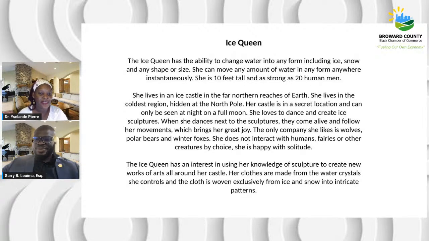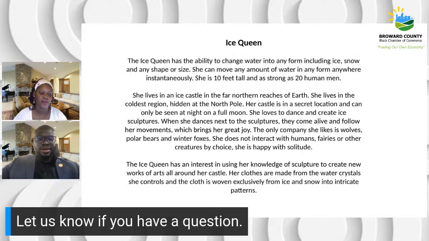Let's see. What else can we think of? What other ideas? She has the ability. Oh, we didn't think about the ocean, because she has the ability to change water into any form. So she can go out in the middle of the ocean and make her own ice island or something. That would still be away from humans and around the animals that she likes. She can invite those animals there or carry those animals there.